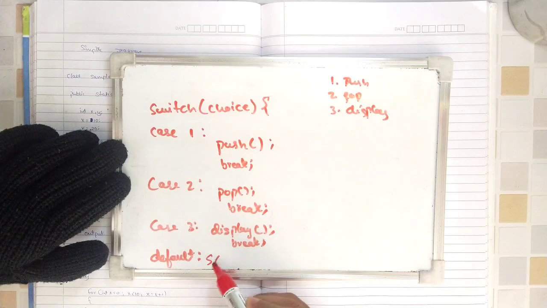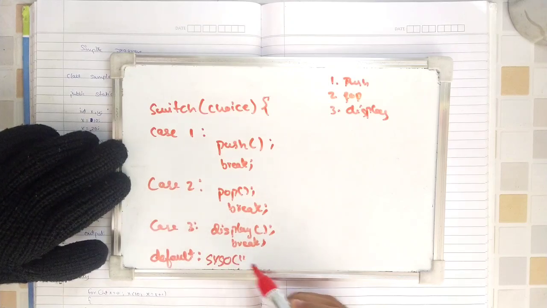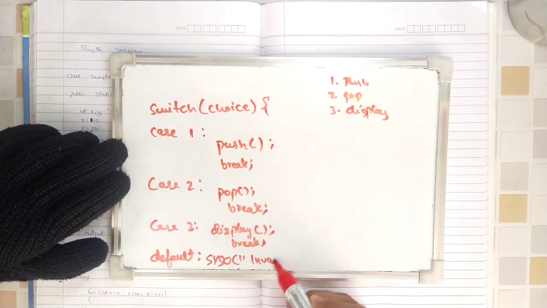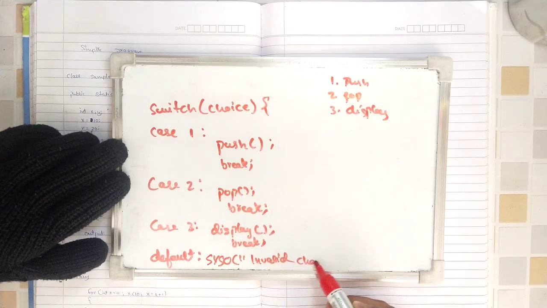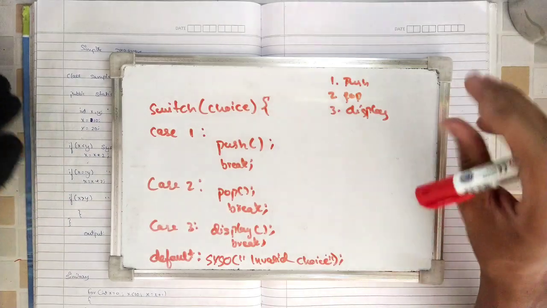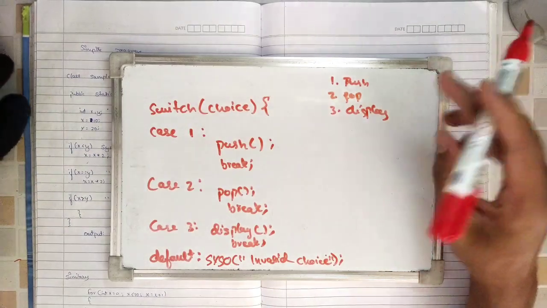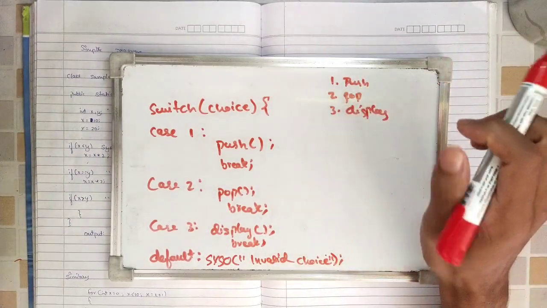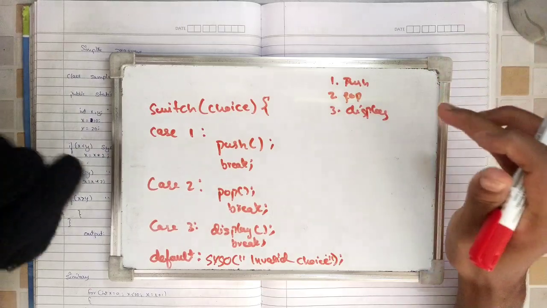In default, let me write System.out.println invalid choice. So this kind of thing will be printed. I know it's a bit complicated to understand, but this is the general syntax for switch. Let me take one easy example.